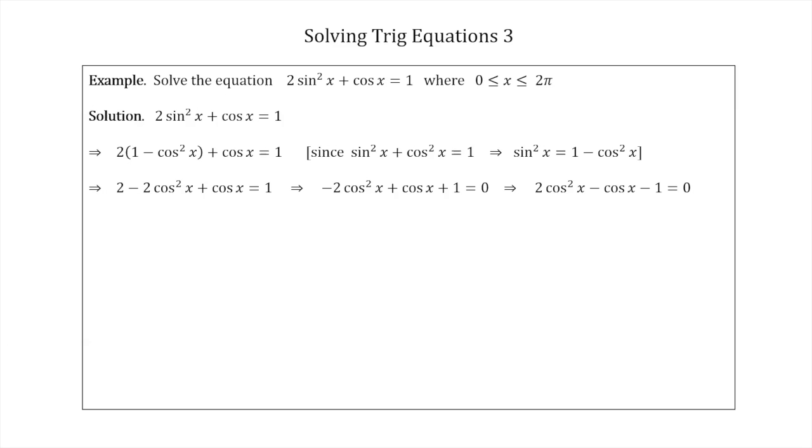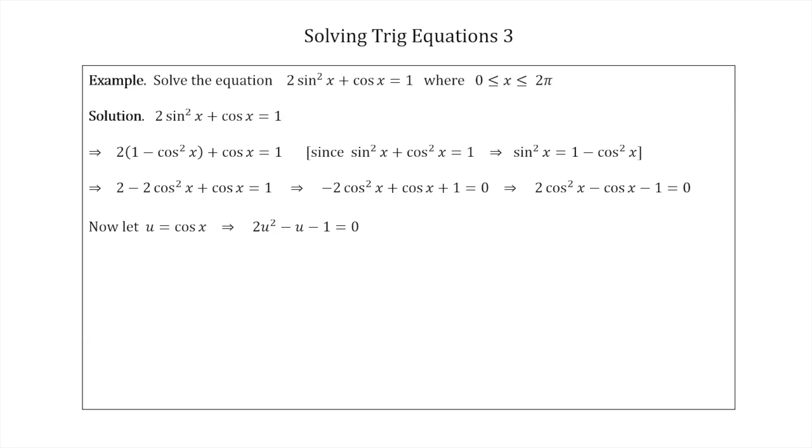So now we do the clever bit. Now that we've got everything in terms of cosines and various powers of cos, we say that let u equal cos x. So let's make a substitution. We change every cos x to a u. So we end up with 2 times u squared instead of cos squared x. We've got u squared minus u instead of cos x minus 1. So the cos x has become a u, the cos squared x has become a u squared.